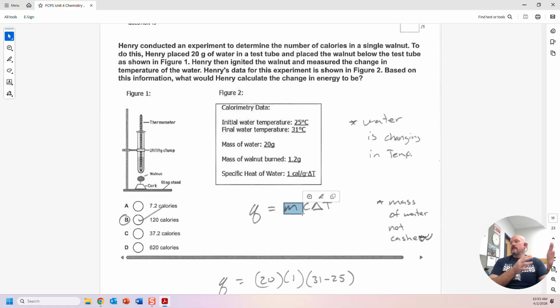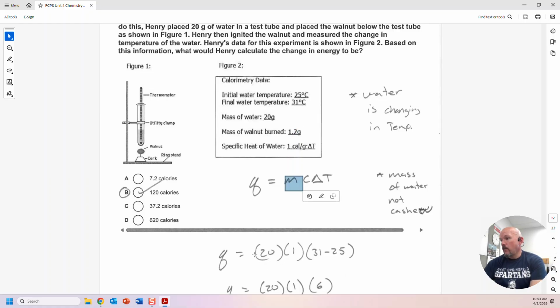So what we're assuming is all the energy released by the walnut was absorbed by the water, and the water heated up. And we know the heat capacity of water. So if we know the mass of the water and we know how much it changed in temperature, we can calculate how much energy was absorbed by the water. And we know all of that energy came from the burning of the walnut, right? So we just got to make sure we're not plugging in 1.2 grams, because that was the mass of the walnut. We got to plug in 20 grams into our Q equals mcΔT equation.